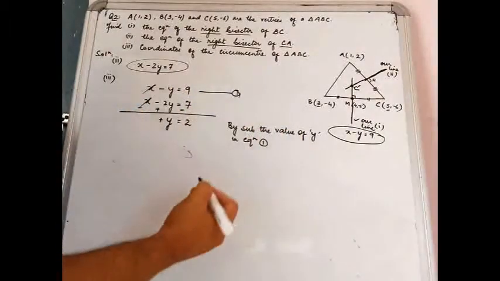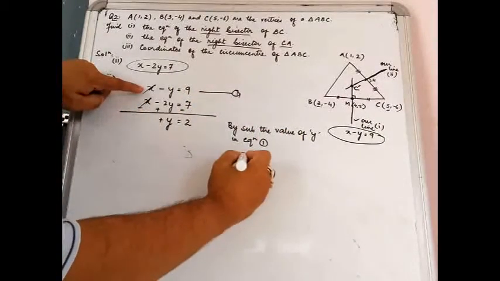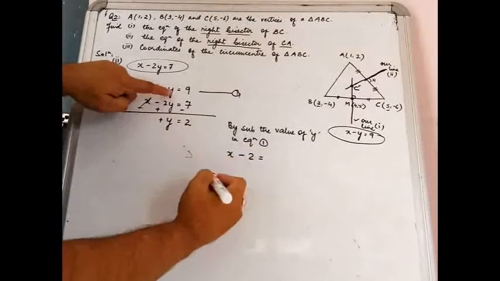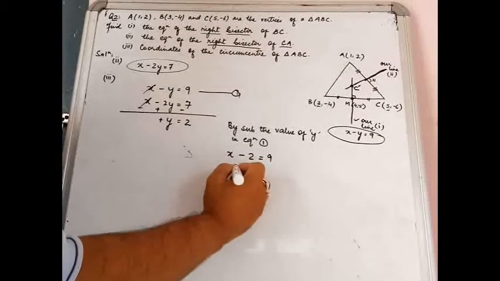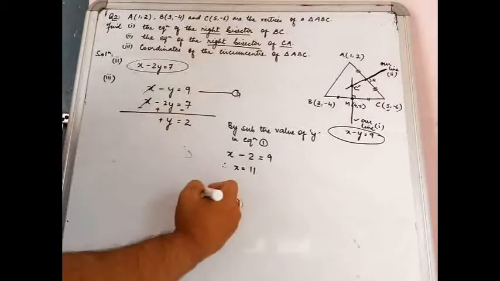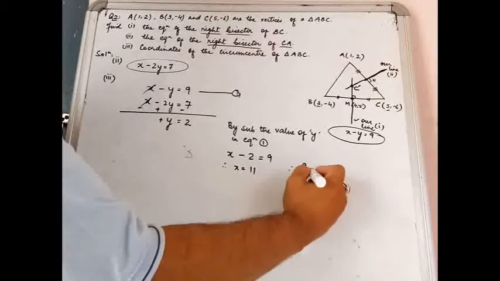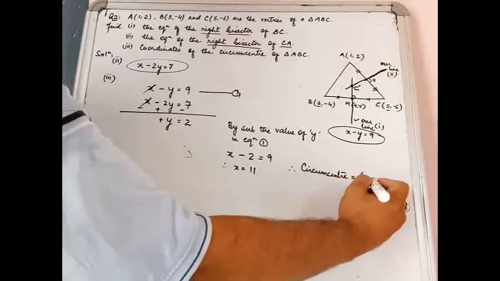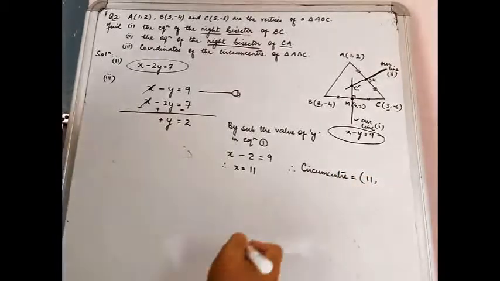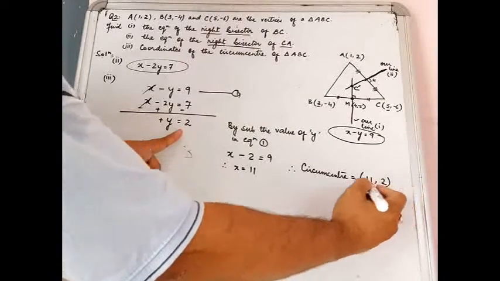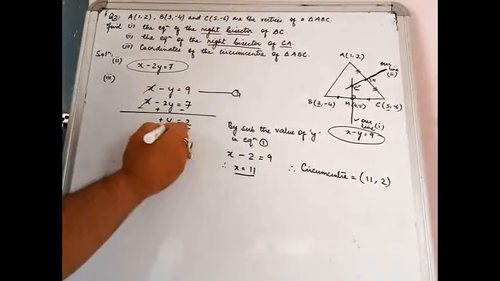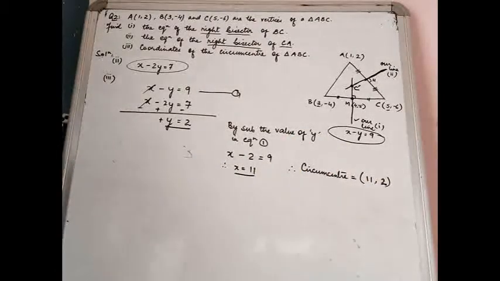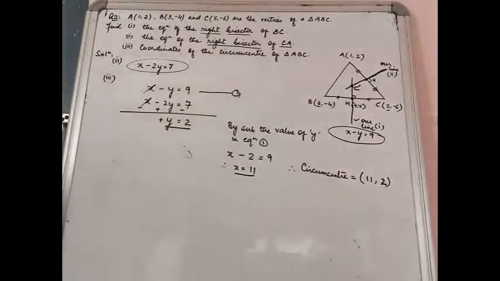By putting the value, you have x minus y, and the y value you have got as 2, so you put 2, equal to 9. Therefore your x value comes out to be 11. Therefore your circumcenter will become 11, 2. Remember, the x part is 11 and the y part is 2. So 11, 2 are the coordinates of the circumcenter of this particular triangle.